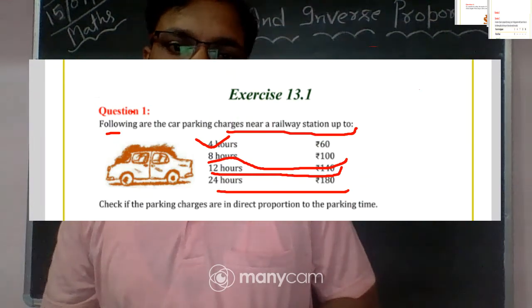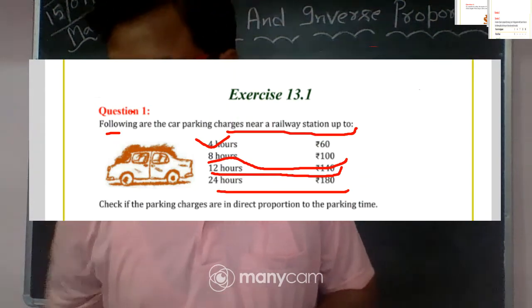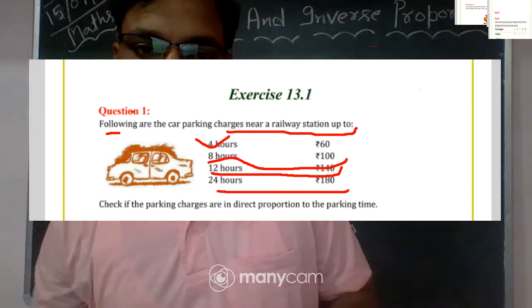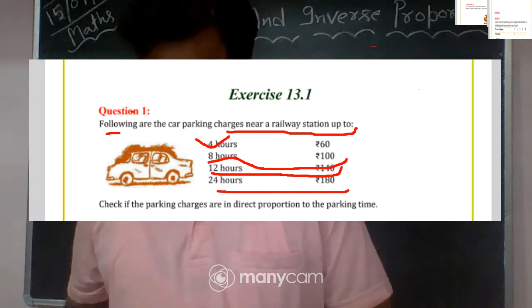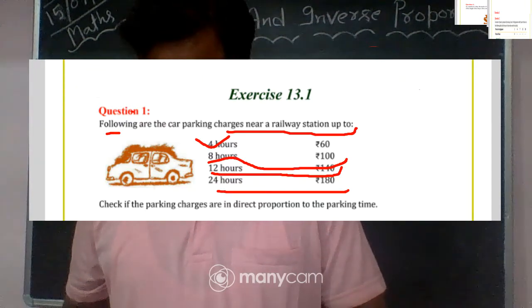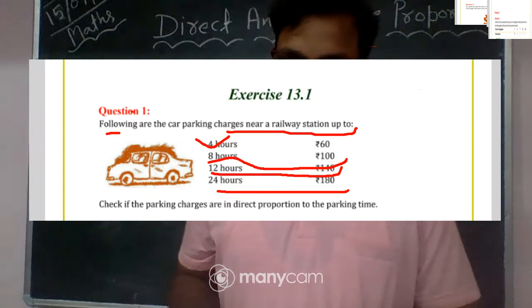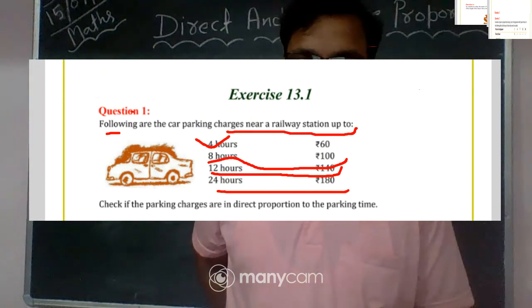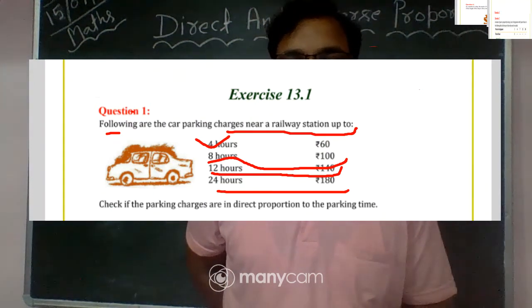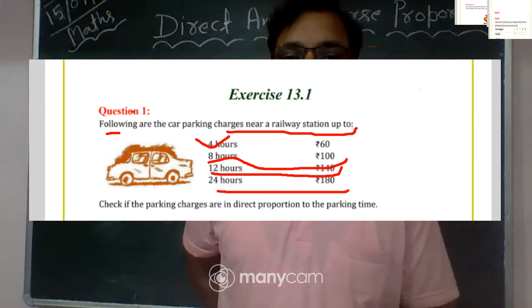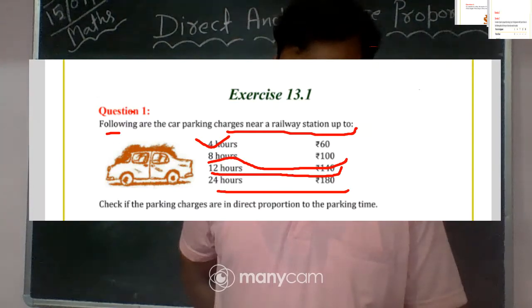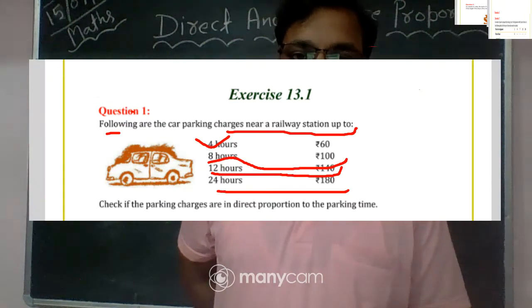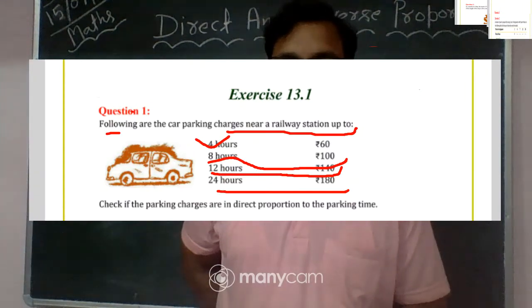Check if the parking charges are in direct proportion to the parking time. So here we need to check whether the parking charges are in direct proportion to the parking time or not. Okay, so how can we check? We find the charge per hour. So 4 hours, 60 rupees. So what is the charge per hour? 60 by 4, this is equal to 15 rupees.